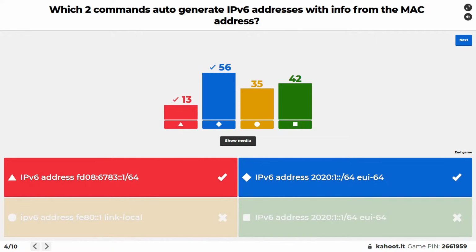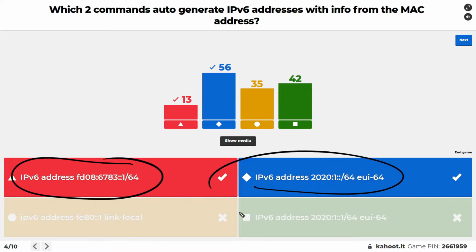Which two commands auto-generate IPv6 addresses with info from the MAC address? The correct answer is this and this. Let me get my pen out real quick and change the color to one that we can see here. Why are those two correct? How does that work? A lot of people got this one right. Let's talk about that first.